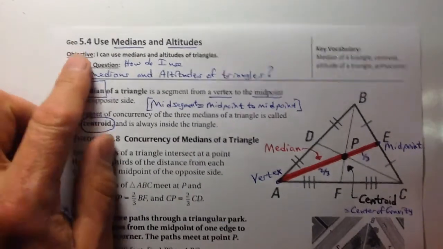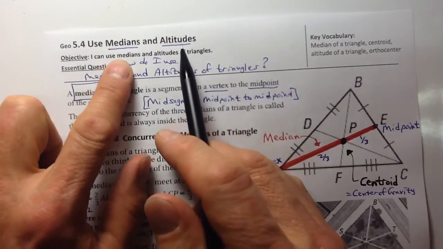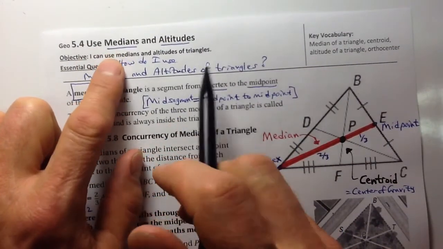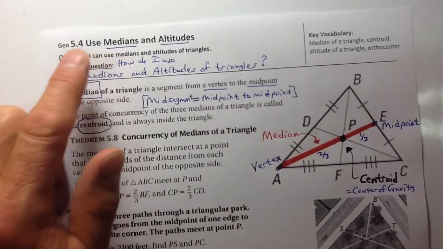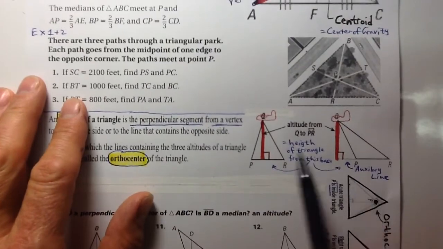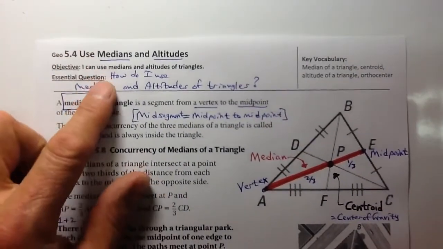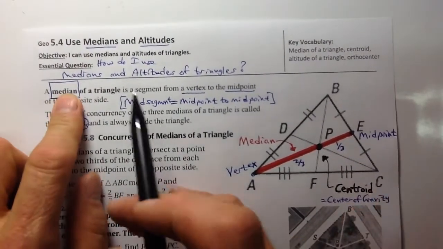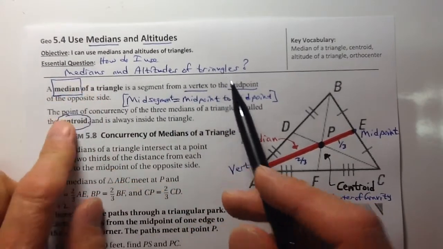Here we go. 5.4 medians and altitudes. Okay, so these are a little bit different than what we are accustomed to. Altitudes, you'll recognize that as the height of the triangle, so that's not too difficult. Medians is not too difficult, but it is a new thing for most of us. So how do I use medians and altitudes of triangles?